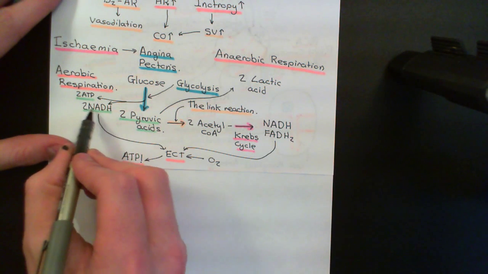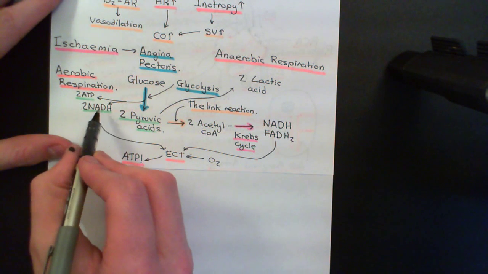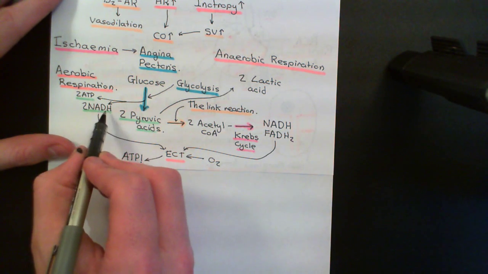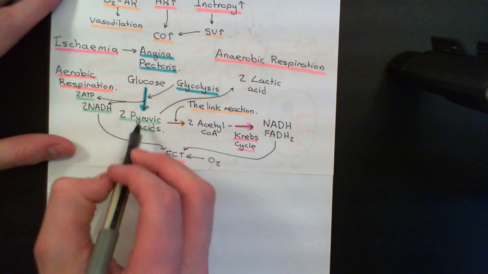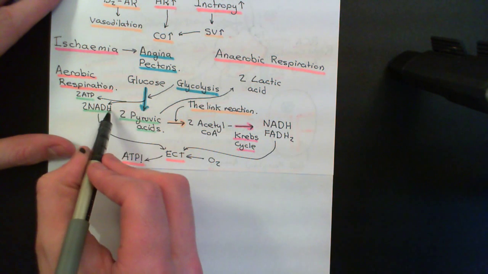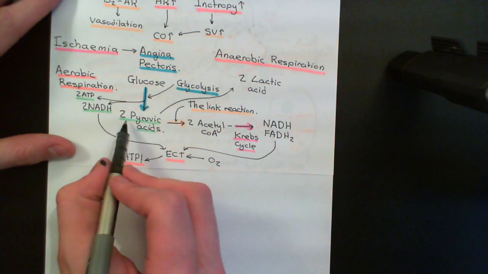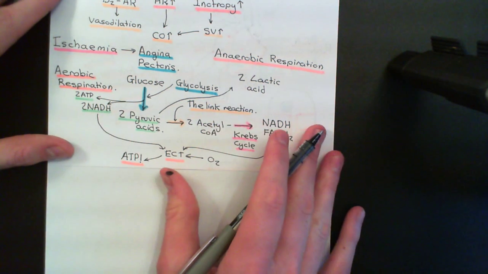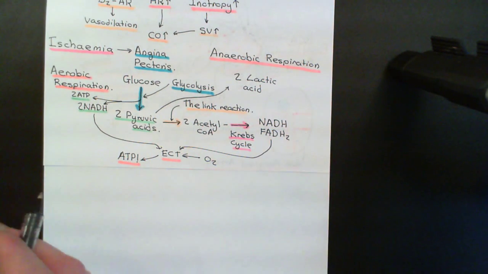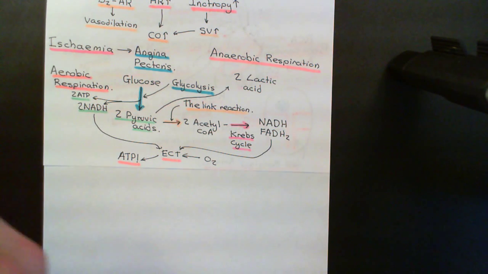We then need to get rid of both of these reduced electron carriers. We need to return them back to the oxidized electron carrier so that we can continue on with glycolysis. So we give the hydride anions that these two carry to the two pyruvic acid molecules and convert them into two lactic acid molecules. And now the lactic acid just builds up and up and up. What's the problem with that?